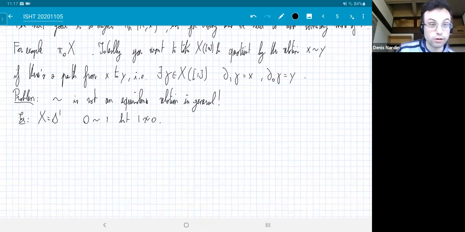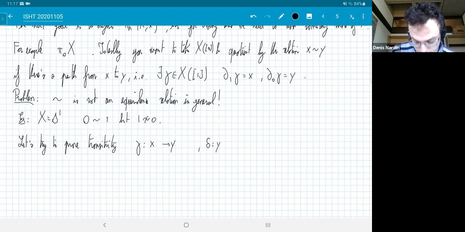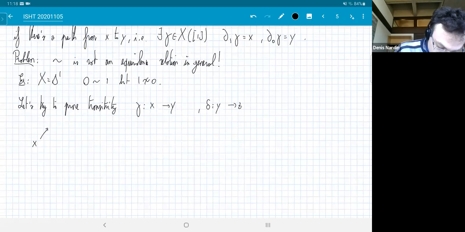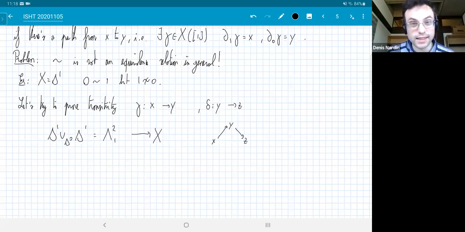And for example, you can see what the problem is if you try to prove transitivity. So suppose you have gamma, a path going from X to Y, and delta, a path going from Y to Z. You can build it up into a map from delta one union delta zero delta one, which is this lambda to one to X that I described before, and we would really, really like to build something from X to Z. So what we would really like is to fill these to a two simplex that will tell us what the path is. But this is not possible in general. For example, you could take X lambda to one, and it's clear that you cannot do that.